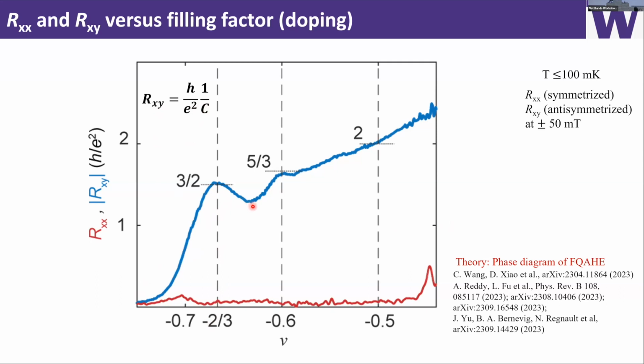RXY actually drops first as we keep doping the system, then comes back up again and reaches this value of 5/3, which corresponds to the filling factor 3/5. Then there are a few little wiggles, then it increases almost linearly as we reduce the filling factor, and crosses this number, which is 2h/e squared, at the filling number minus 1/2. So the two states at minus 2/3 and minus 3/5 are the fractional Chern insulator states, corresponding to the fractional quantum anomalous Hall effect I was talking about.